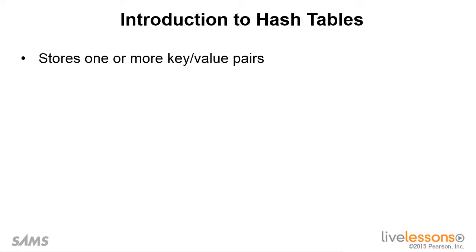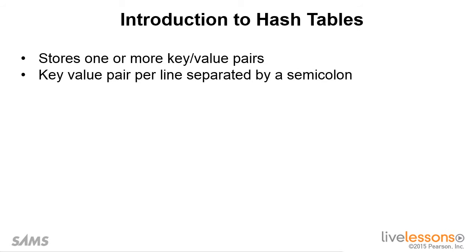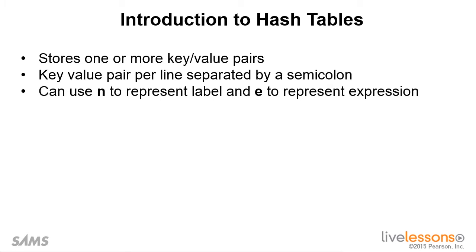You're going to store one or more key/value pairs. The key and value pair are going to be separated on a per line basis, or it could be on the same line as long as you include a semicolon. You can use N to represent the label to save you from typing longer names, and E to represent expression.